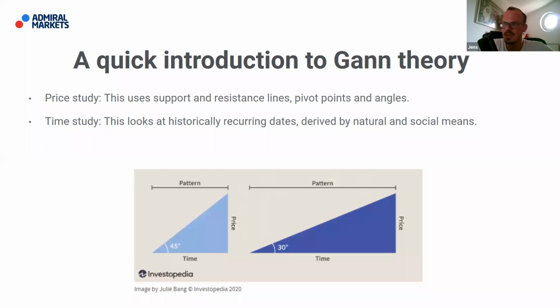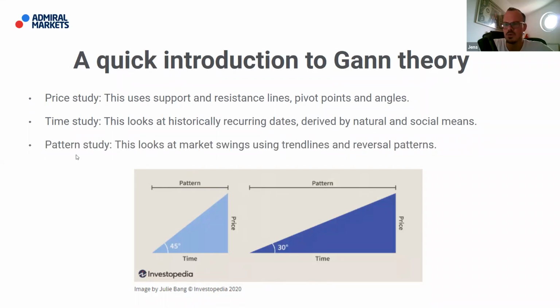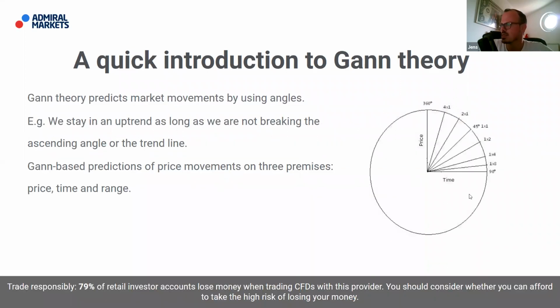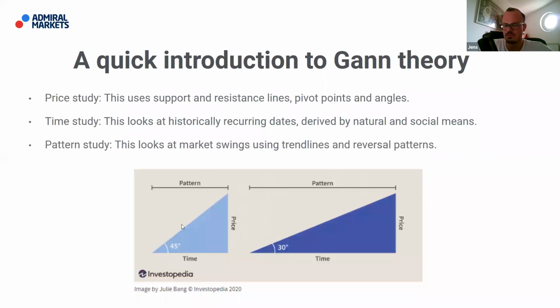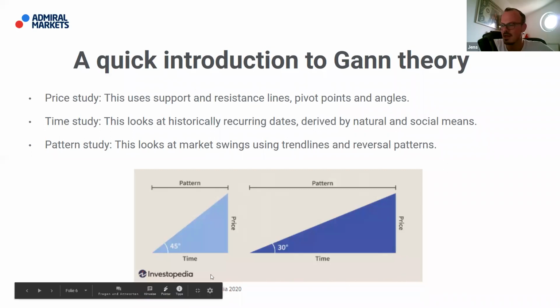But let's come back to time study. So it looks at historical recurring dates derived by natural and social means. And then we also have the pattern study, which looks at market swings using trend lines and reversal patterns. So what happens here perfectly illustrates, probably a little better than what I already said on the first slide with this cycle and these angles. Even though this makes it more clear, we still have no chart here we look at, but again, it perfectly becomes clear what's talked about here.